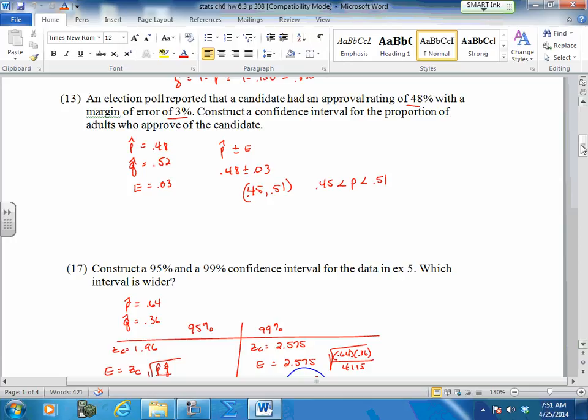Okay, number 13, as I explained yesterday, it was a little simpler than you were looking at it. They just wanted you to build the interval, given the P hat, given the margin of error. So all they wanted you to do was this piece right here, and put these into decimals. And you could write it either way, this way or this way.